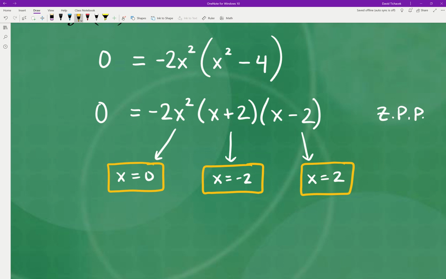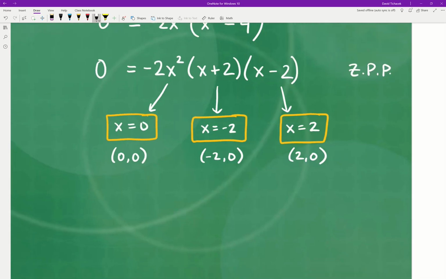So you end up with these 3 zeros here, and don't forget that these all correspond to x-intercepts that would have the following coordinates here. That's going to be pretty important whenever we get to sketching these later on. But that begs the question, we might think about what this graph might look like. I know where I'm crossing. I know that I need to cross at 0 and at -2 and at +2.